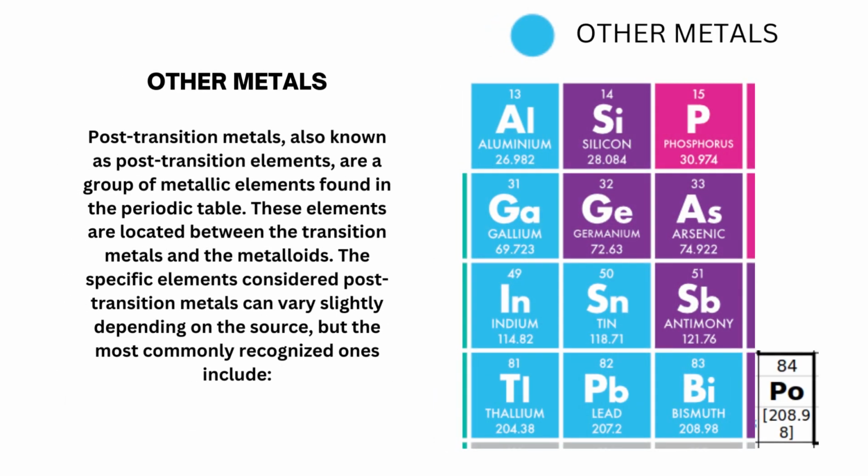Post-transition metals are a group of metallic elements found in the periodic table. These elements are located between the transition metals and the metalloids. Aluminum, gallium, indium, thallium, lead, bismuth and polonium.